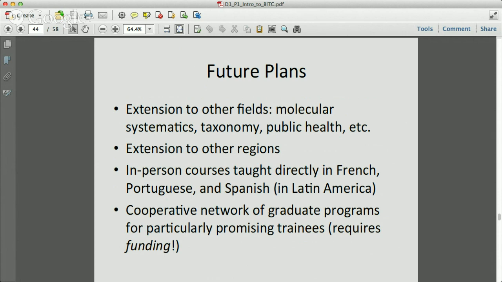In the future, we'd love to extend this idea to other fields, to other regions of the world. The present efforts have been restricted to Africa. We'd love to do in-person courses taught in other languages, obviously with other sets of experts with different language capacities. And we'd very much love to develop this eventually into a cooperative network of graduate programs that could make possible full graduate study in this field.